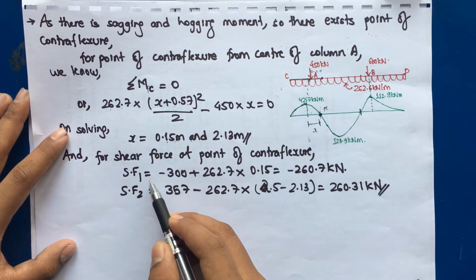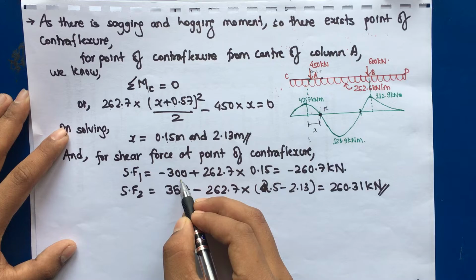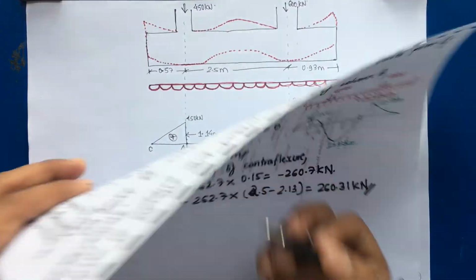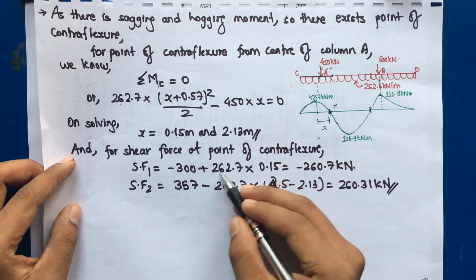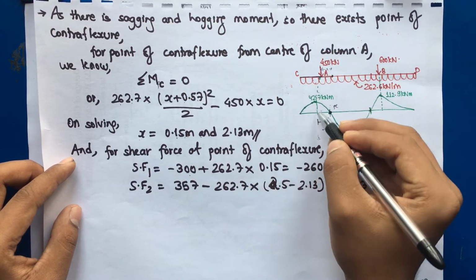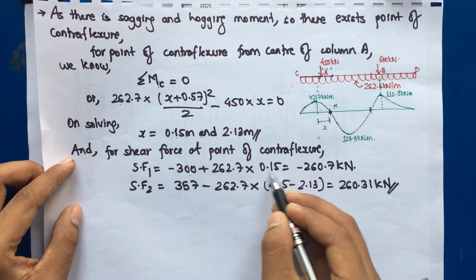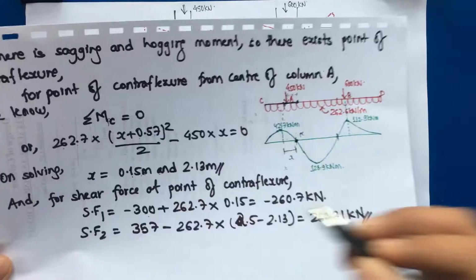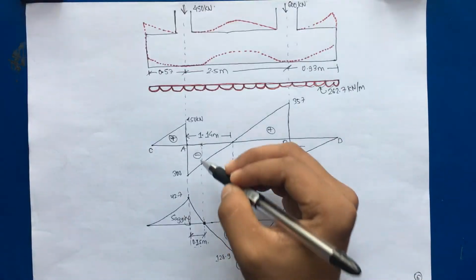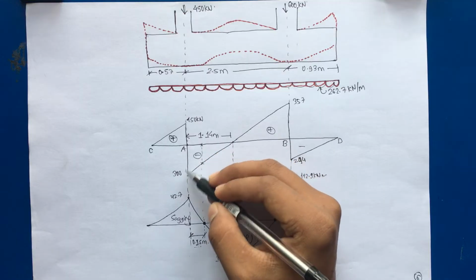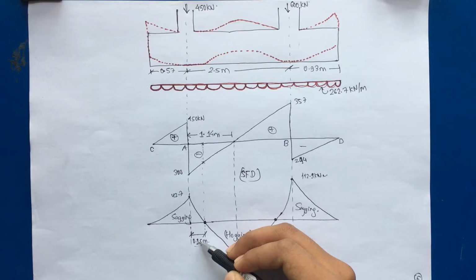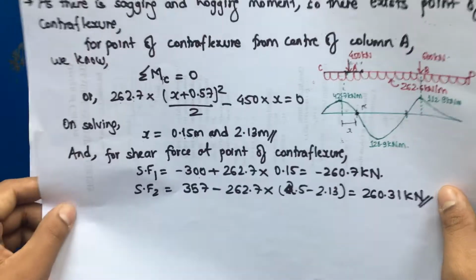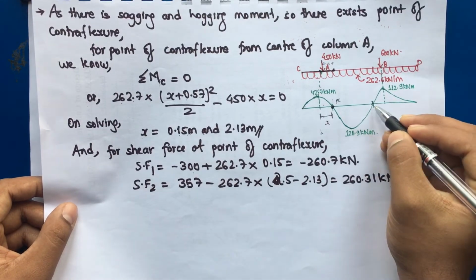So here shear force is equal to minus 300, that is nothing but this value, plus 262.7, that is the UDL, into 0.15 meter, that is the span from the center line up to the point of contraflexure. So this comes as minus 260.7. You can also use a similar triangle. 300 by 1.14 is equal to x divided by 1.14 minus 0.15. You will get the value. Similarly, shear force 2, that is at this point.